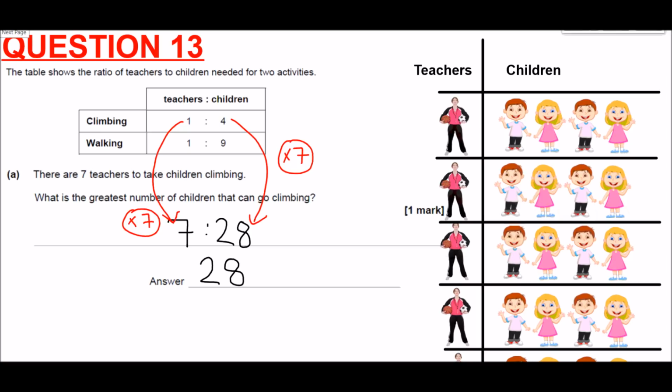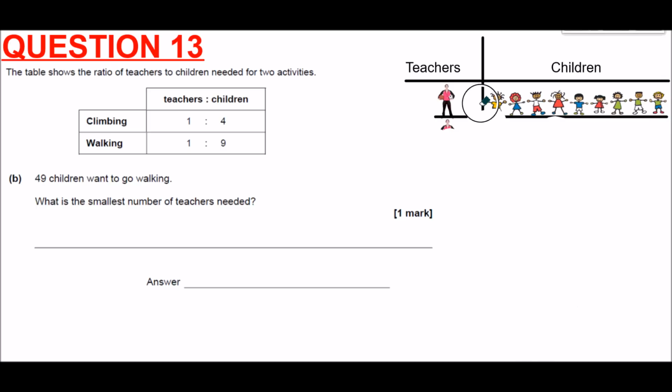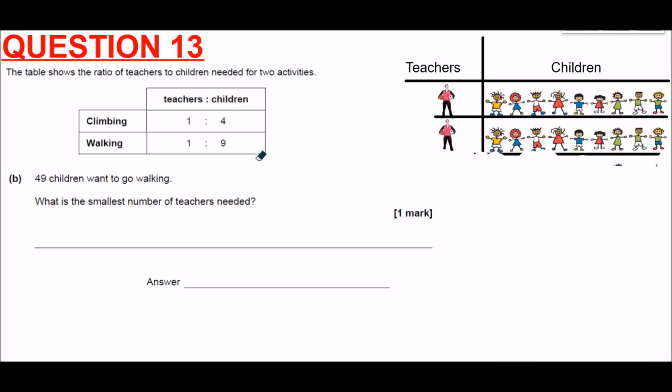Part B is similar. Part B says 49 children want to go walking. What's the smallest number of teachers needed? Well, 1 teacher is needed for every 9 children that go walking. And so would 1 teacher be enough? Obviously it wouldn't, because 1 teacher would only be able to look after 9 children. So we need more than 1 teacher. 2 teachers would be able to look after 18. But 18 is not enough. We want 49. So it's a case of building up in 9s until we have enough teachers.